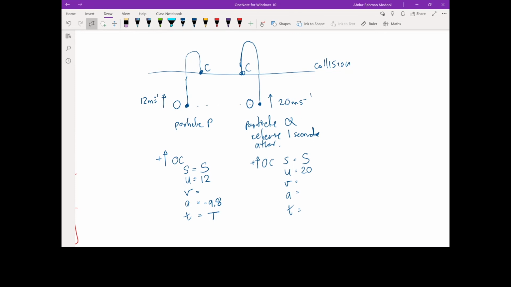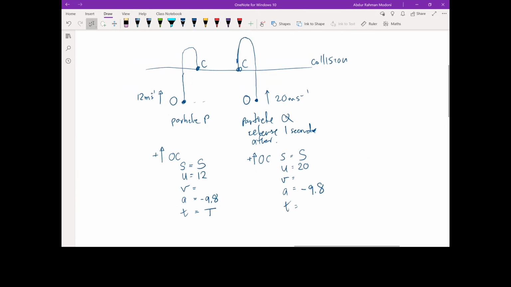So what about the velocity of this particle? We don't know. Acceleration, again, it's minus 9.8 because we're taking up as positive. T+1 for the second OC. Okay, let's come on to that. Let's think about it. Good work.